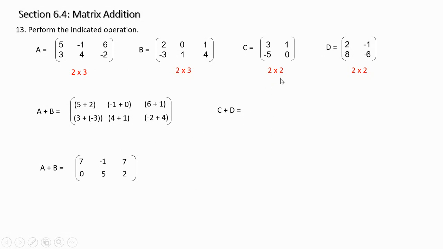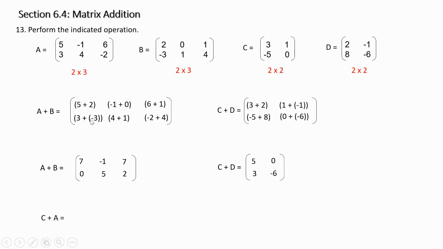How about C plus D? Can we add them? Sure, because they're the same size. Right, so we're going to add these two, and these two, and also these two here, the negative 5 and 8, and the 0 and the negative 6. So we get 5, 0, 3, and negative 6.